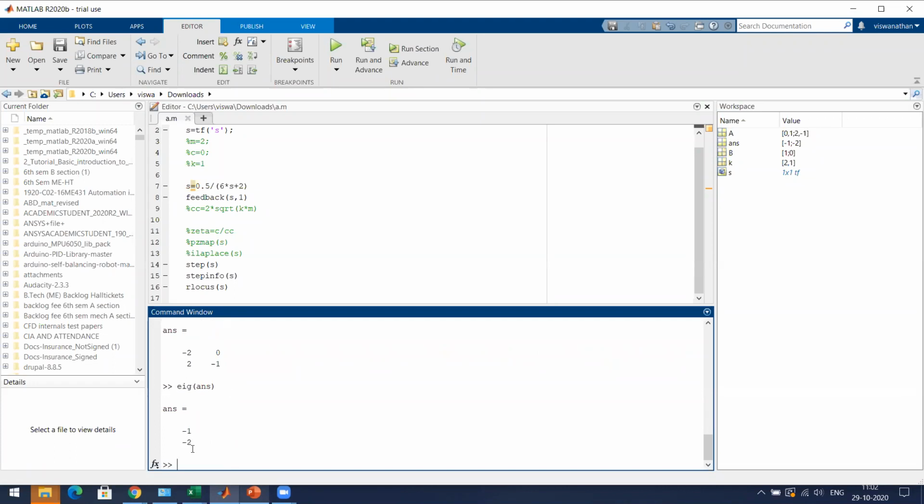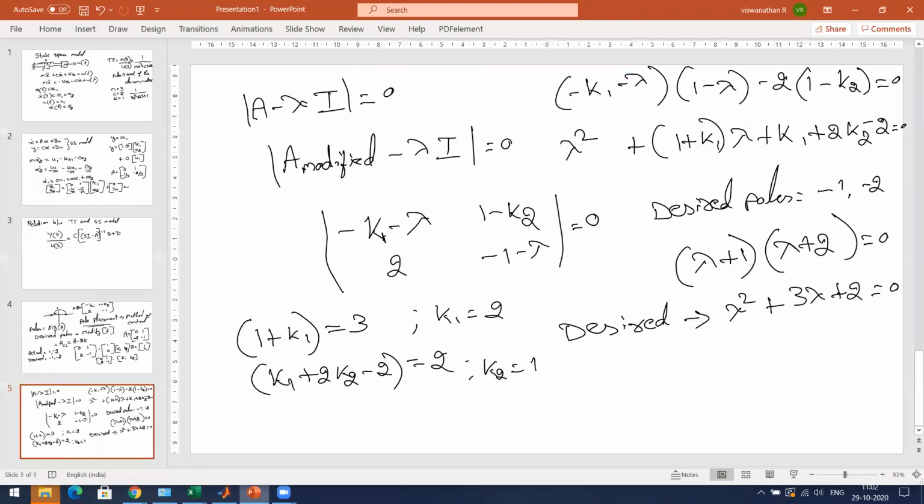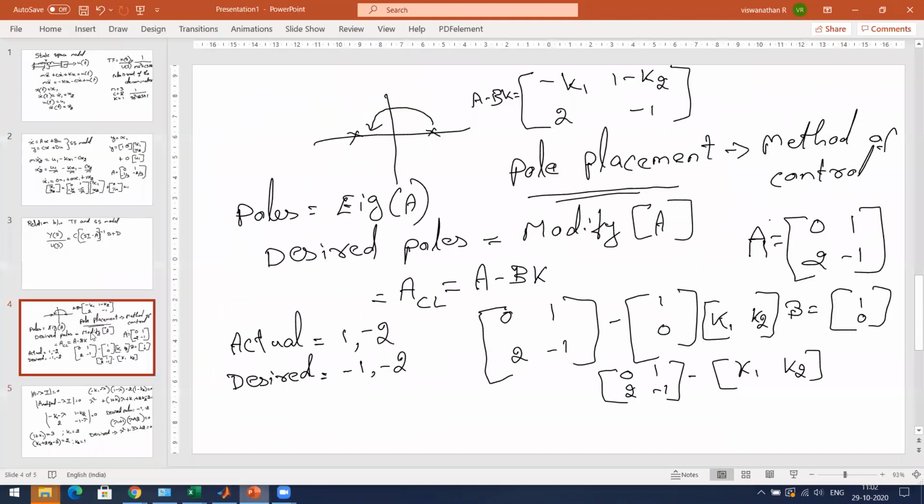You get minus 1 and minus 2. So these are the desired poles, right? Yes, sir. What we have done here is use the concept of pole placement. Previously there was a pole at 1 and at minus 2. Since the system is unstable, we wanted to shift this pole to the left side. So the desired poles are minus 1 and minus 2.